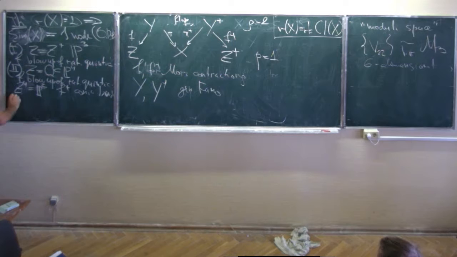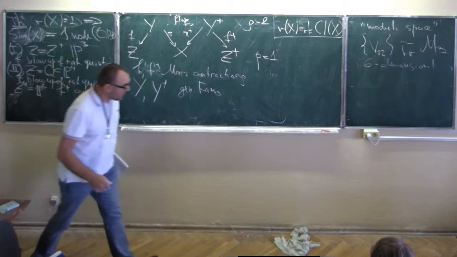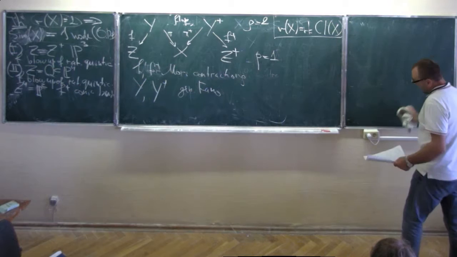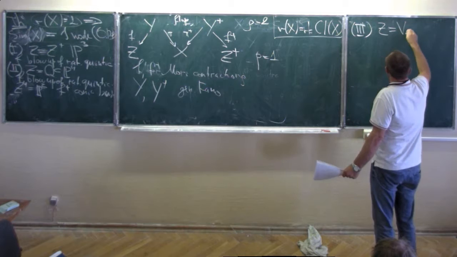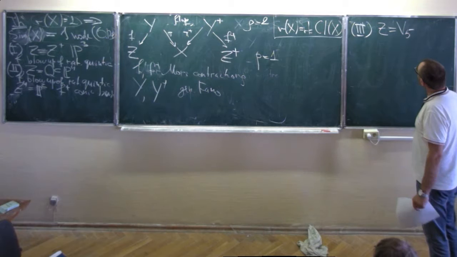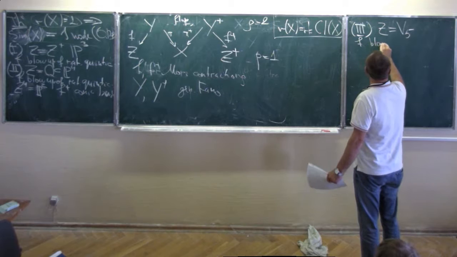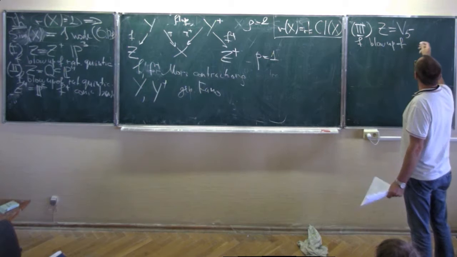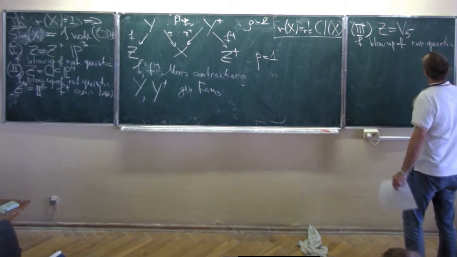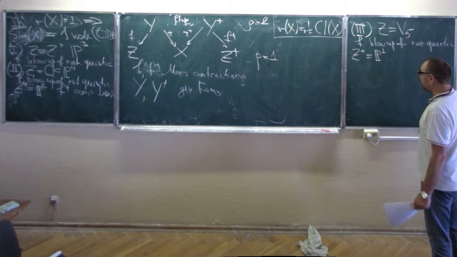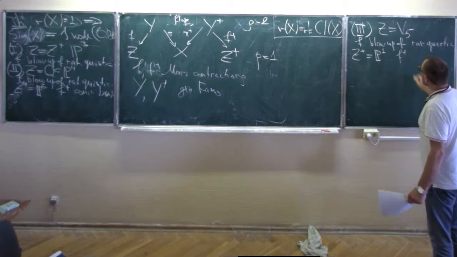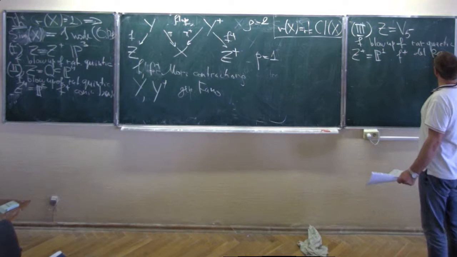Okay, maybe I should do that. So, okay. We have V5. Oh, V5, the Del Pezzo threefold, a smooth Del Pezzo threefold of V5. And F is the blow up of a rational quartic. And Z plus is P1, and one more. Yes, F plus is a Del Pezzo fibration of degree 6.